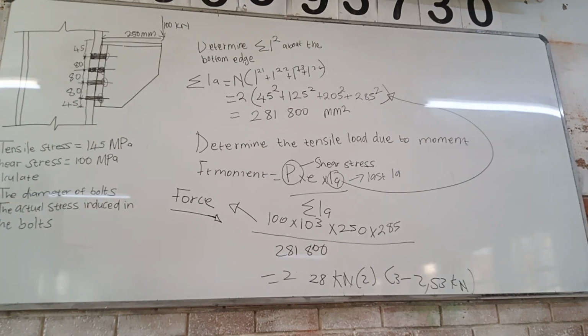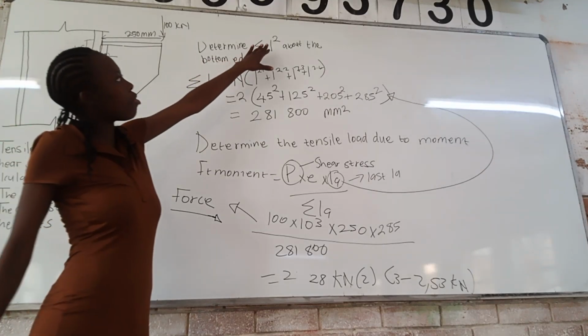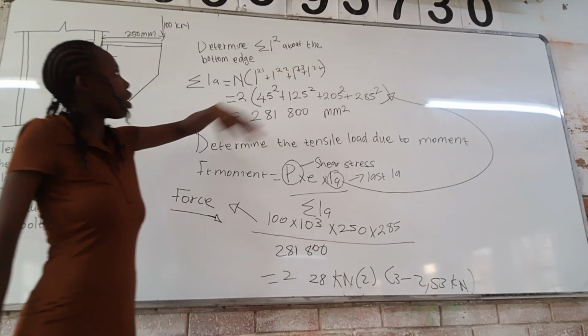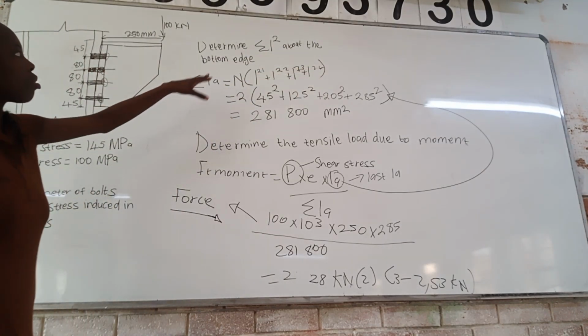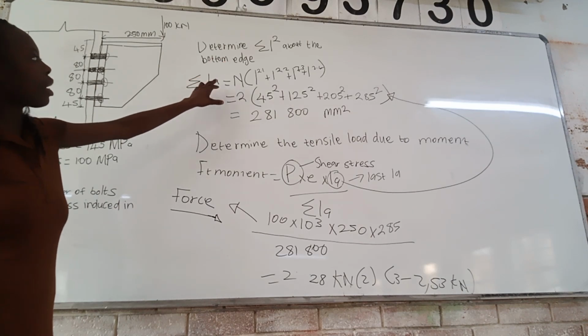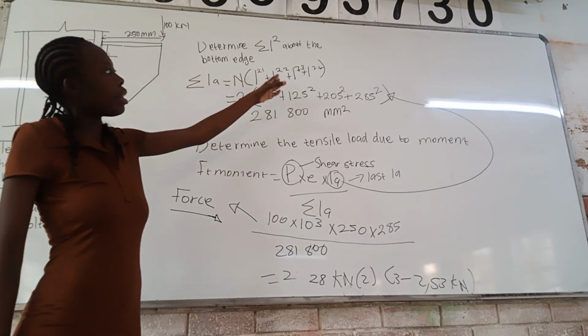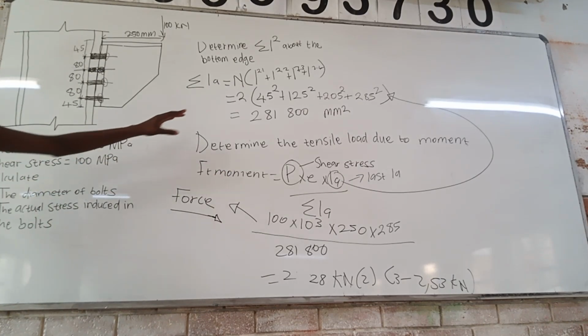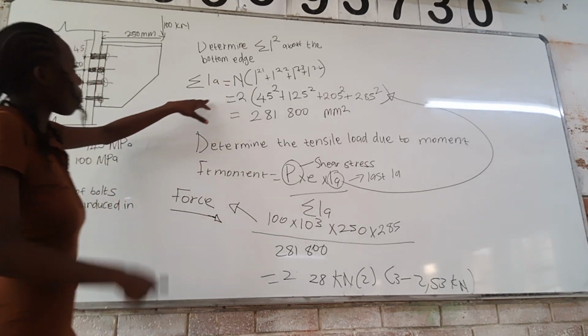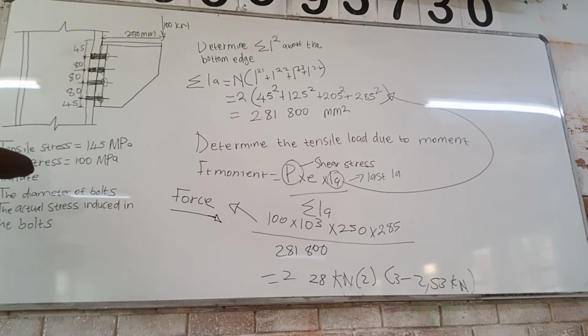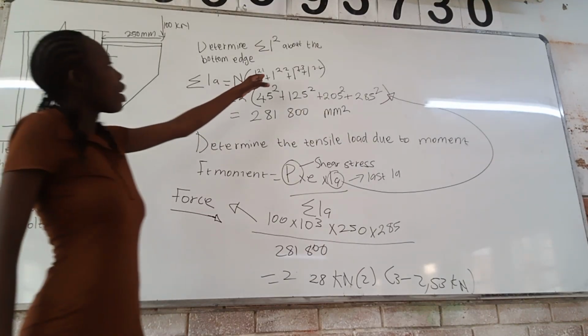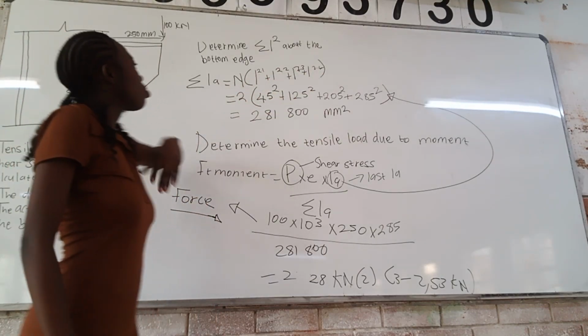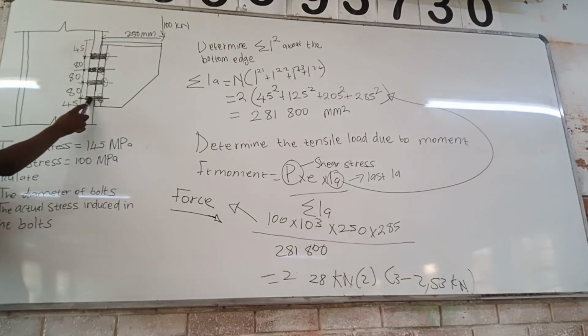So the first thing we need to determine is the sum of L squared about the bottom end. Each and every L you need to square. So this is the formula. Here we are using the number of rows, and they told us we have two rows. Then we have L1, L2, L3, L4, which is for 4 bolts.